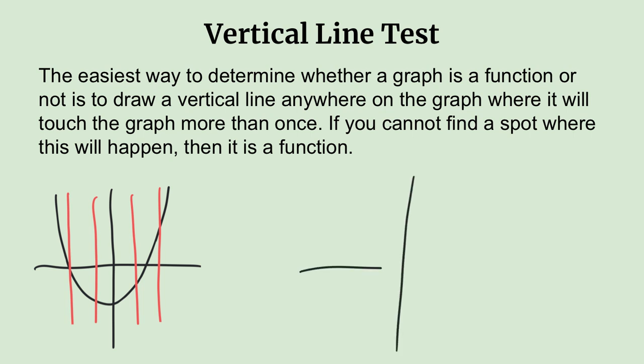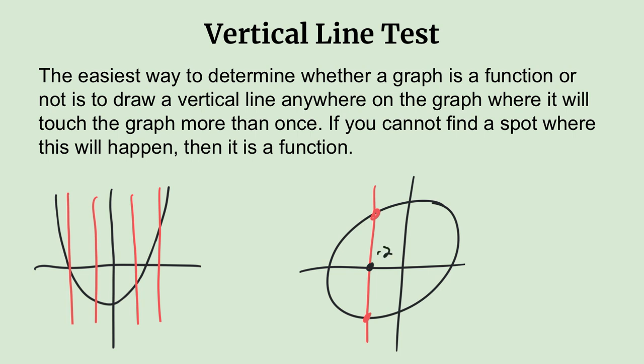If we had a circle-ish shape, I could draw a vertical line there and it hits two points, so that's not a function. All you have to do is show one spot where it hits more than one point, and now it's not a function. And that's what it means to have more than one y. So this x value here, let's say it's -2. Well, -2 could go to +4, or it could go to -4.